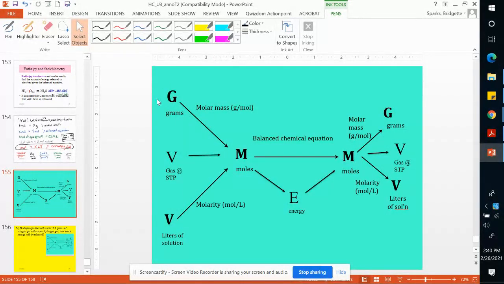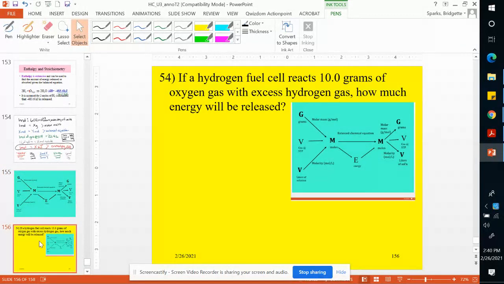Our starting point can be grams, our starting point can be anything, because there's a relationship between moles and energy. As long as we can get to moles, we can get to energy. And then sometimes energy is the starting point. Unlike having to go from moles of one thing to moles of another, we can go directly from energy to moles of one thing and then whatever unit we might need. And so let's take a look at hydrogen.